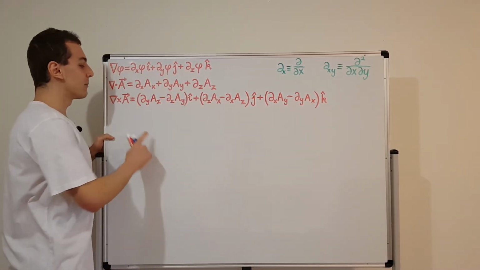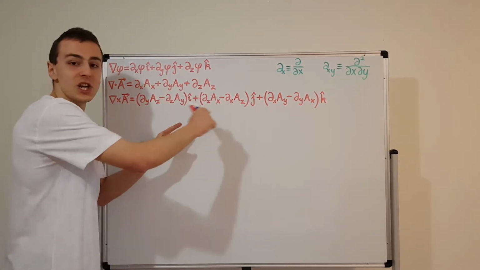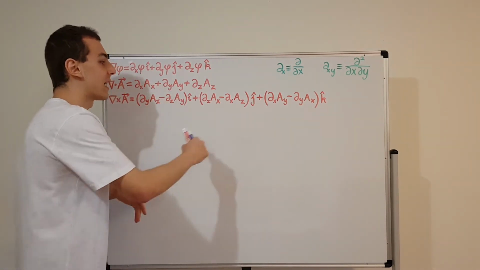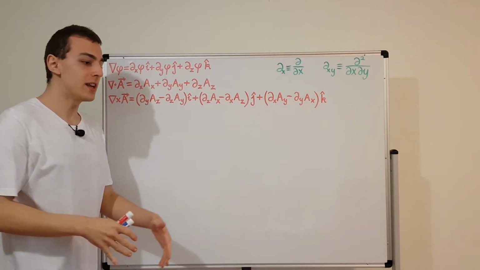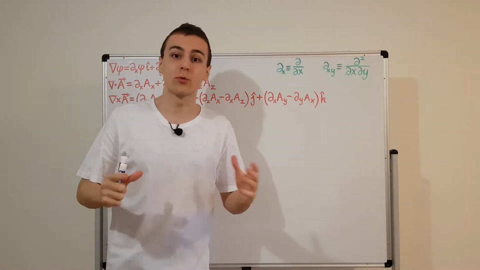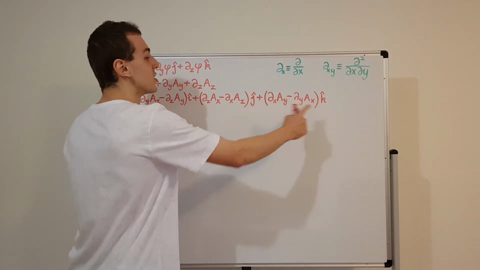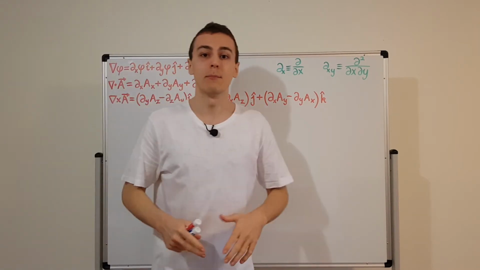Sometimes people like to write a 3 by 3 matrix with ijk at the top and then a row of partial derivatives and a row of Ax, Ay, and Az. Those are the components of the vector quantity. If you take the determinant of that 3 by 3 matrix, you will actually get this. This will be the result of the determinant of the 3 by 3 matrix. So that is a very useful memory trick.